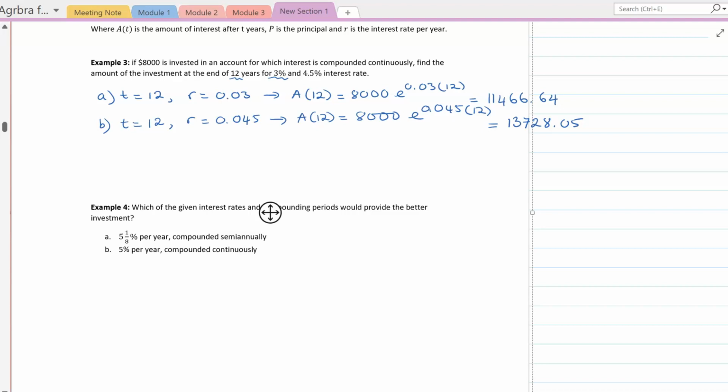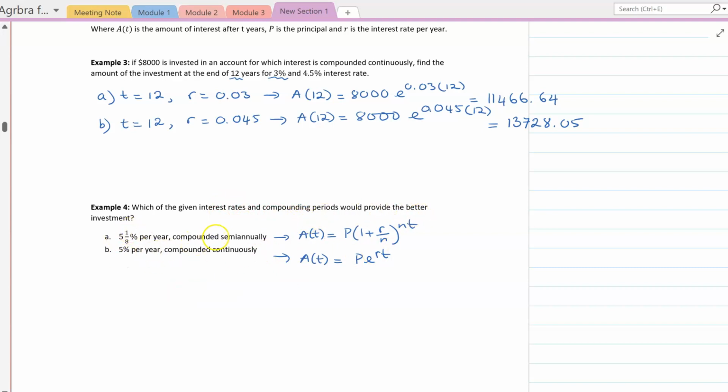So the next question is, which of the given interest rates and compounding periods would provide a better investment? Say you invest at 5 and 1/8% per year compounded semi-annually, or 5% a year compounded continuously, which one will give you a better investment? The formula for compounding is A of t equals principal times 1 plus r over n, to the nt. For continuous compounding, A of t equals p times e to the rt. So let's calculate.